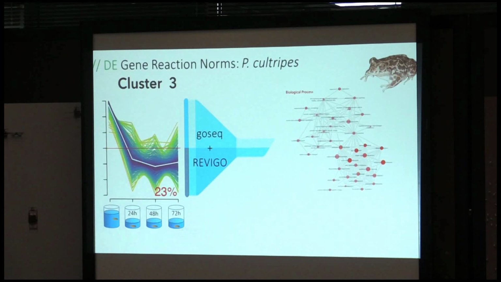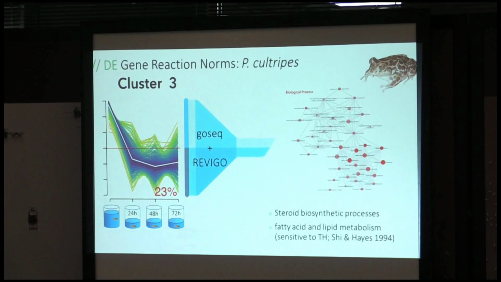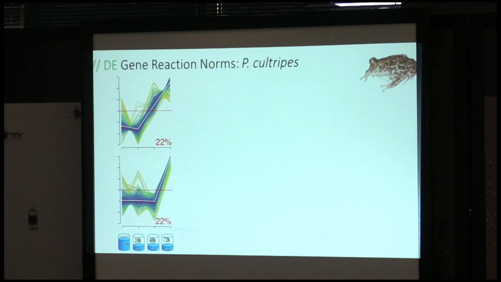Usually you end up getting these networks because everything is connected and you have genes that are associated to more than one of these GO terms. And interestingly, this cluster 3, where we're seeing this massive downregulation as an immediate response to pond desiccation, includes things like steroid biosynthesis processes or fatty acid and lipid metabolism, which we know from previous studies on model systems are highly sensitive to thyroid hormone levels.